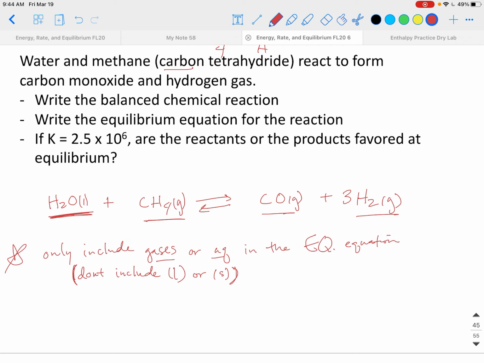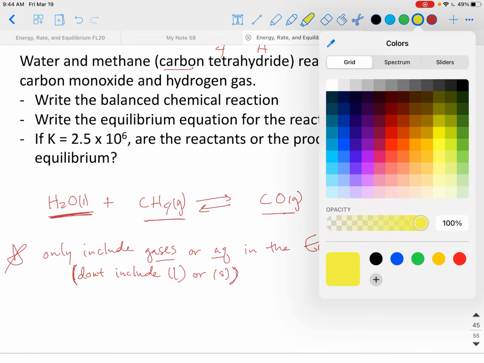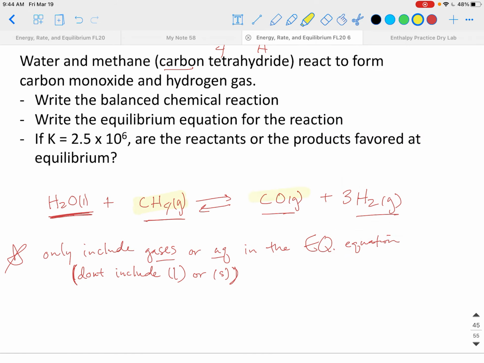So what I encourage you to do is write out your balanced reaction, then go through and highlight the things that you need to include in your equilibrium expression. And I'm only going to highlight these 3 things because we're only going to include the gases or things that are aqueous in our equilibrium expression. So I got part 1 done, got the balanced equation. Now I'm going to do part 2. So this was part 1.